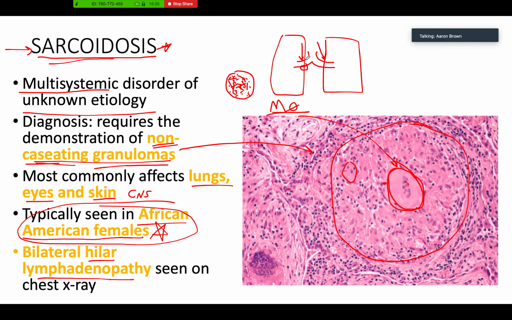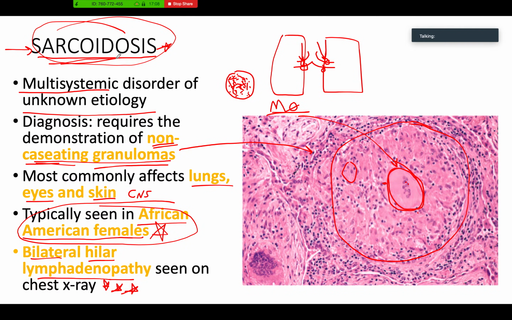Having swollen lymph nodes on both sides is very typical for this condition. Bilateral hilar lymphadenopathy seen on chest x-ray. This is really just like a 5-star point in terms of diagnosing this. If you ever see these 3 words together in a question stem, the answer is sarcoidosis. That is how high yield this particular point is. If you ever see bilateral hilar lymphadenopathy, please choose sarcoidosis because not a lot of other things cause that.